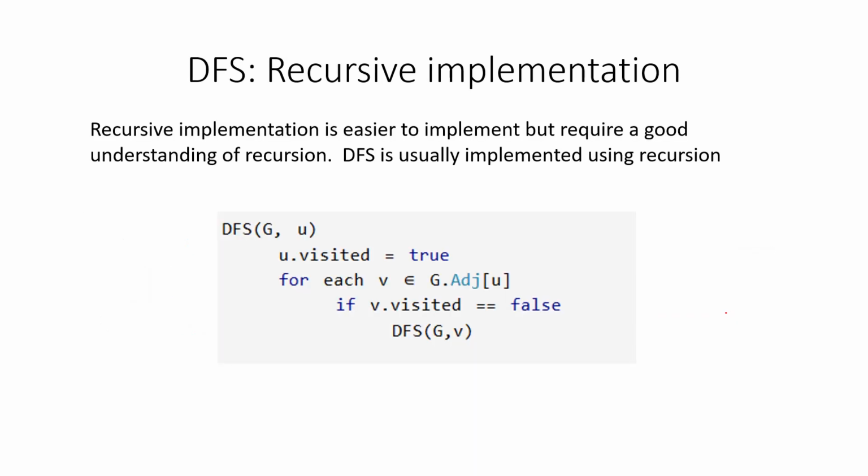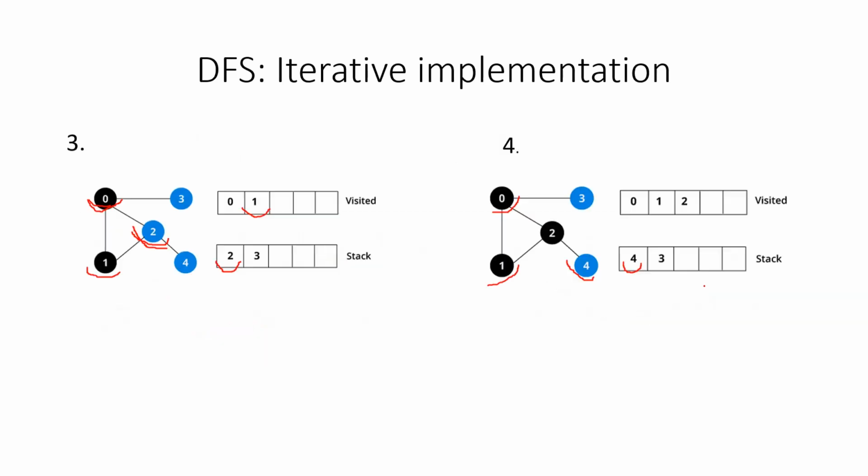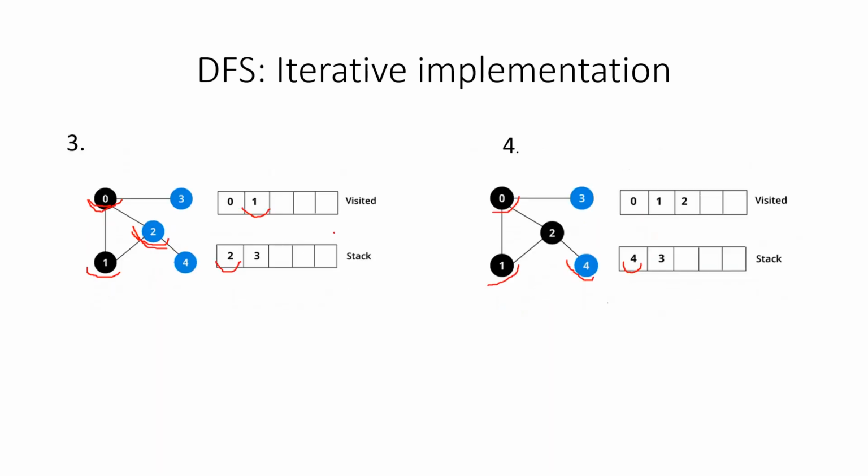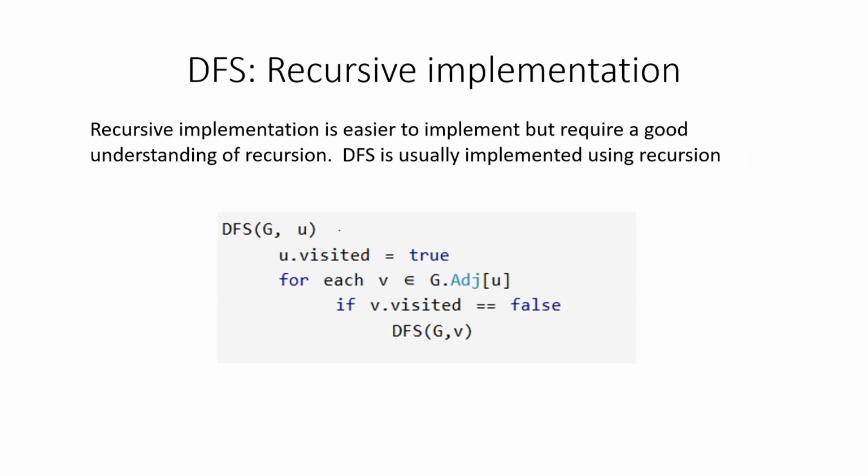So here is the recursive way of implementation of DFS. If you remember from the iterative way of implementation of DFS, there were 10 lines of code, and also you needed to create the stack. But here, if you go with the recursive way, there are just 1, 2, 3, and 4. There are just only 4 lines.